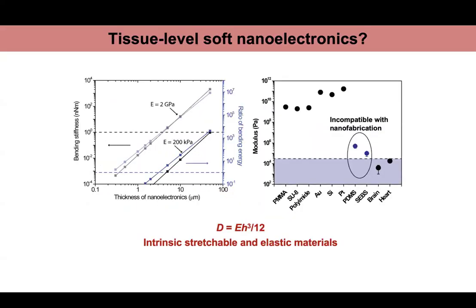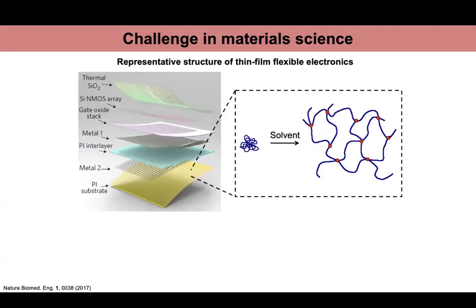The only solution is that we need to bring this tissue level soft material to nanofabrication, reducing the Young's modulus of the material so that we can enable high density electrode array design with brain level mechanical property. But why can soft material not really be used for nanofabrication or for the brain machine interface? There are two major limitations.